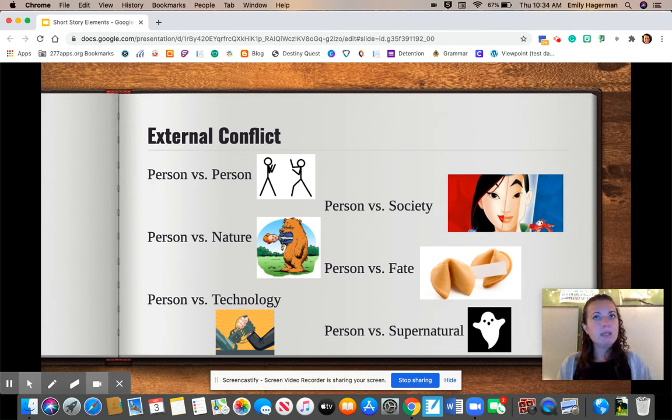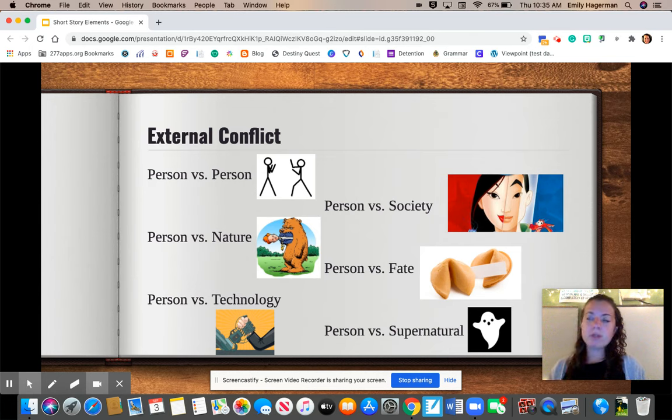Person versus fate. This is really the idea of, can I control my own destiny? Or is what's going to happen already been predetermined? Has it been written in the stars? Has a higher power decided what my life is going to be like, or do I get to choose? So that's something that you'll see, especially in mythology stories.